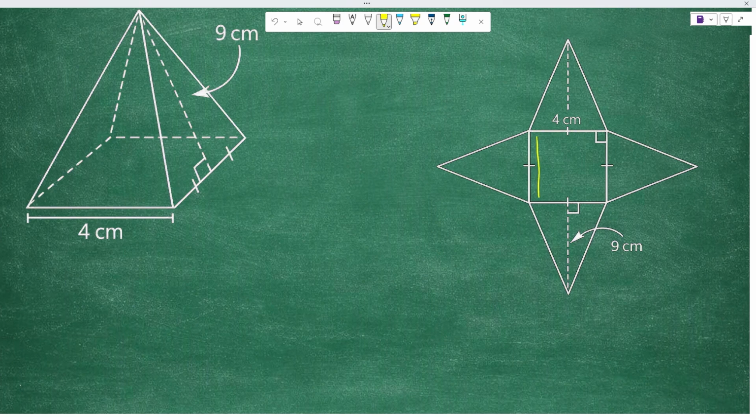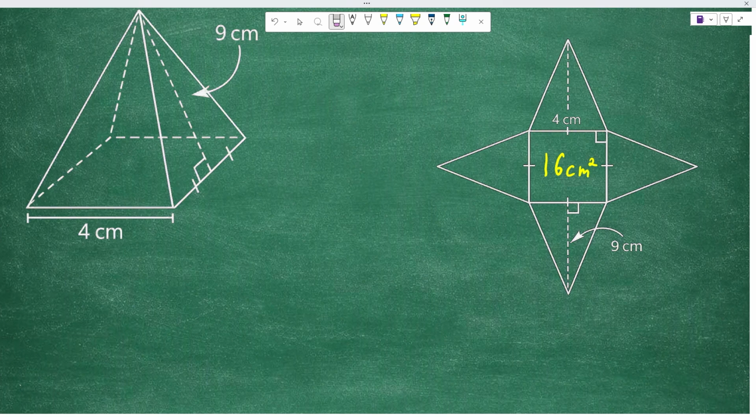Let's start with the easiest part, the square base. We can see the bottom edge of the pyramid is 4 centimeters. Since it's a square, all 4 sides of the base are 4 centimeters. To find the area of a square, you just multiply the side by the side. So 4 times 4 gives us 16. The area of the base is 16 square centimeters. Boom! One piece of the puzzle is done.